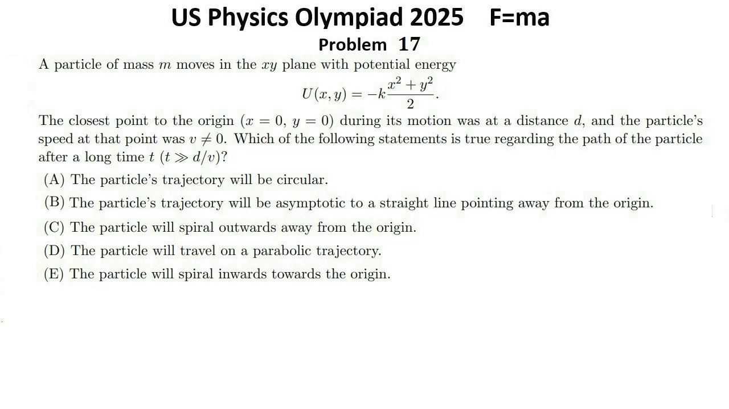Problem 17. A particle of mass m moves in the xy plane with potential energy U(x,y) equal to negative k(x squared plus y squared)/2. The closest point to the origin, x equals 0 and y equals 0, during its motion was at a distance d, and the particle's speed at that point was v0. Which of the following statements is true regarding the path of the particle after a long time t much greater than d over v0?